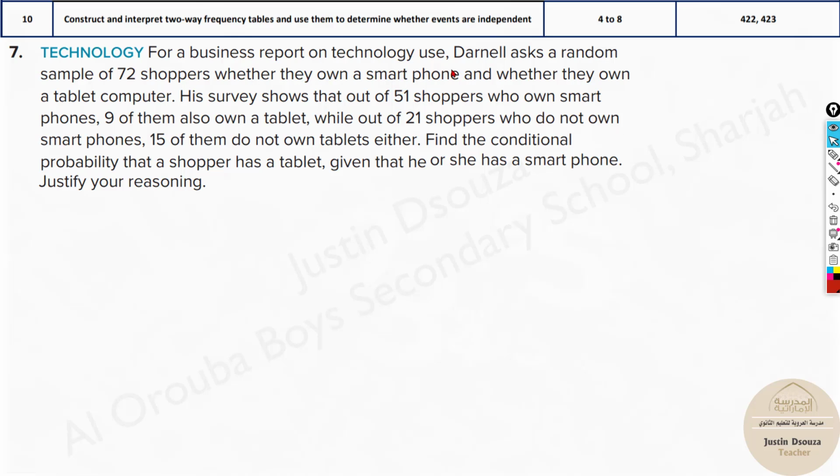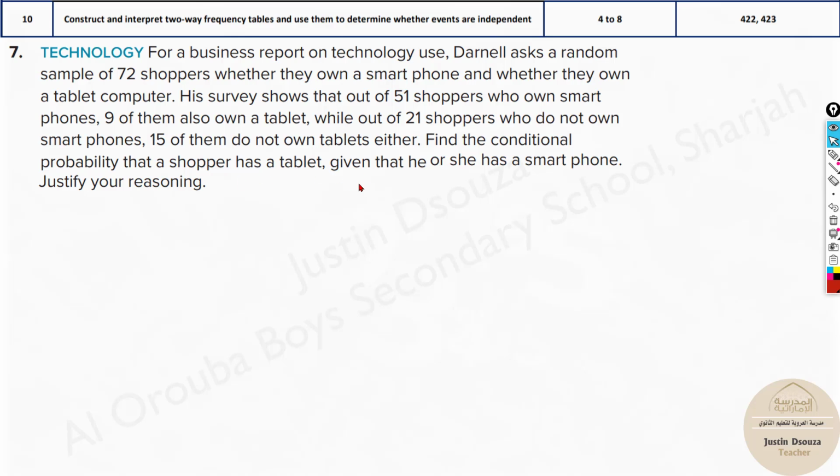For a business report on technology use, Darnell asks a random sample of 72 shoppers whether they own a smartphone and whether they own a tablet computer. His survey shows that out of 51 shoppers who own smartphones, 9 of them also own a tablet, while out of 21 shoppers who do not own smartphones, 15 of them do not own tablets either. Find the conditional probability that a shopper has a tablet given that he or she has a smartphone.